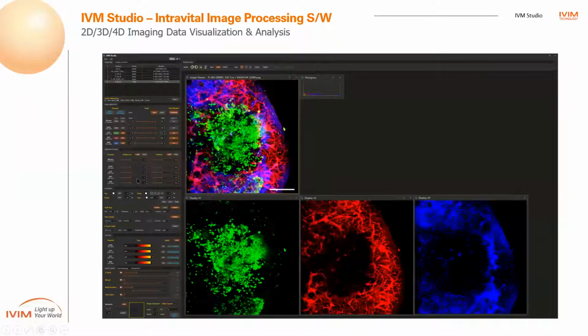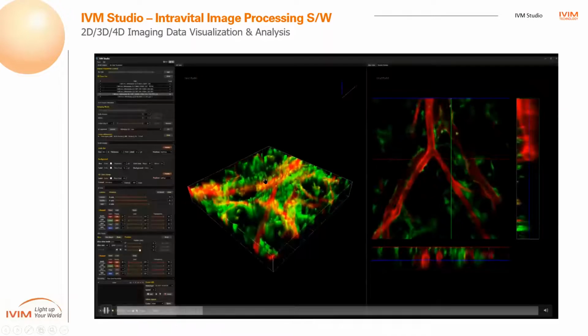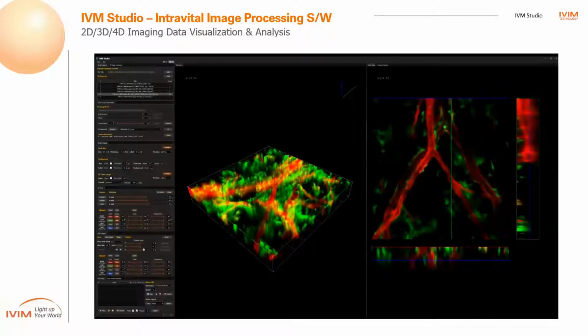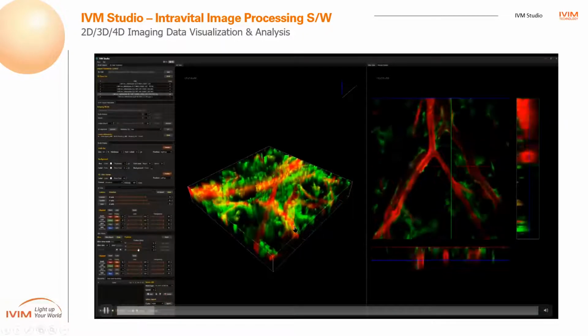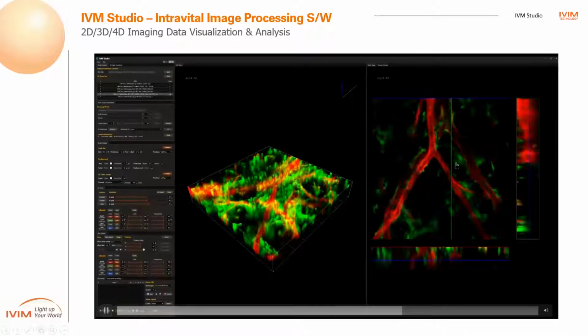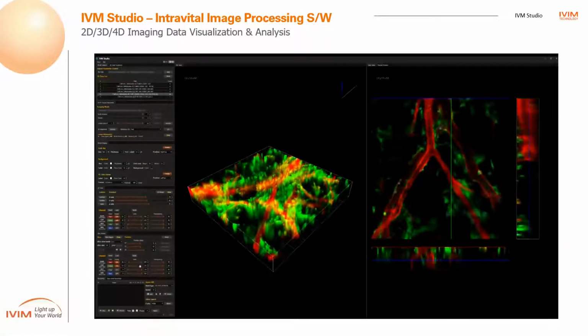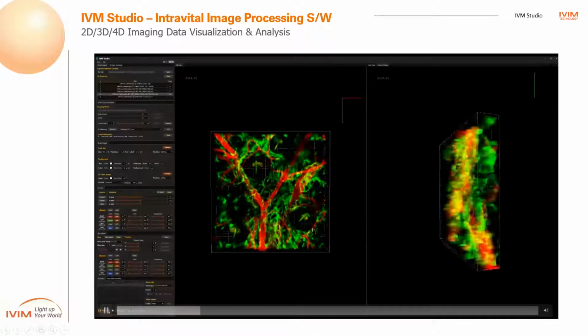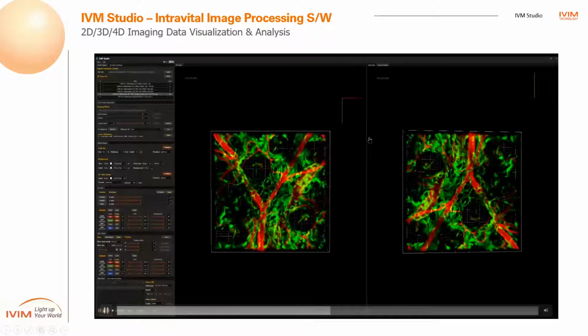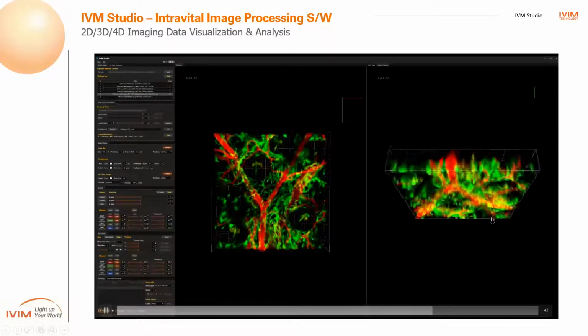And then we also provide the IntraVital image processing software as well. So IVIM Studio, so you can separate the color and then observe it in 3D and also in 4D. So we just take a 3D image in a time-lapse manner, and then we can play it by using our software, and then we can observe how the cell is moving around inside the 3D biological tissue in a live animal model. Like this. So this is another demonstration of a 4D imaging data set.